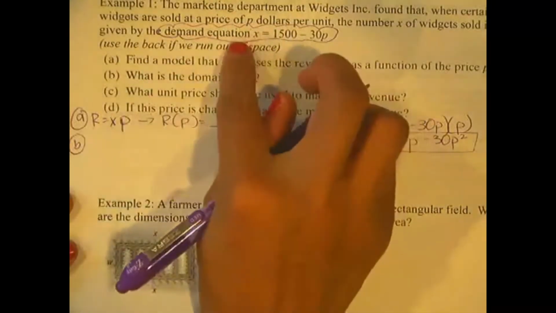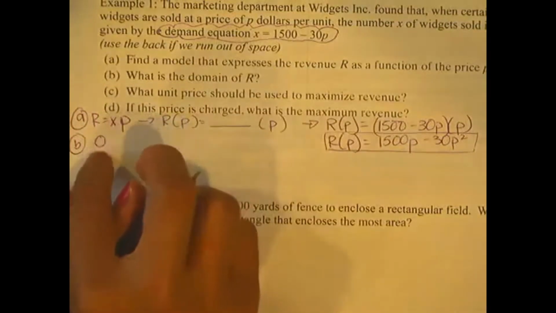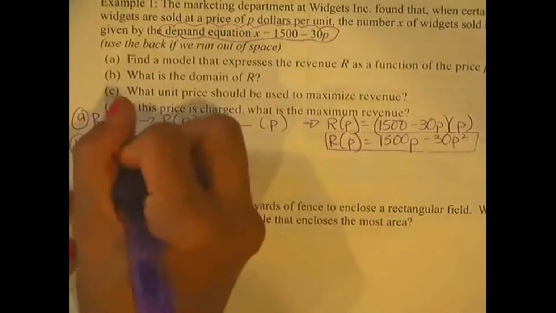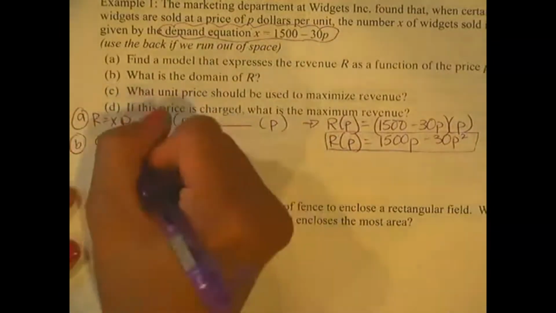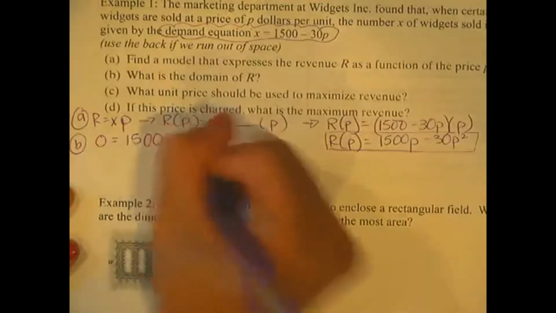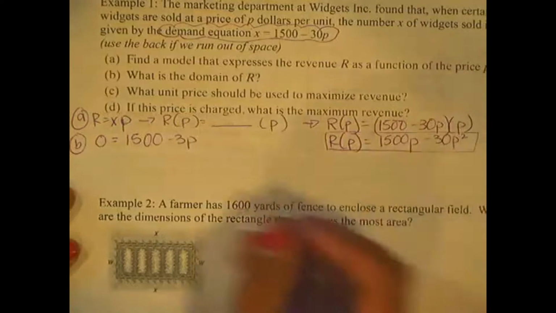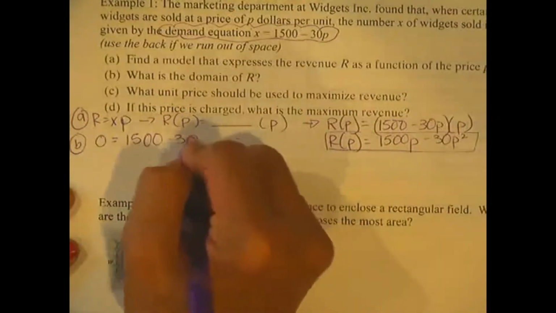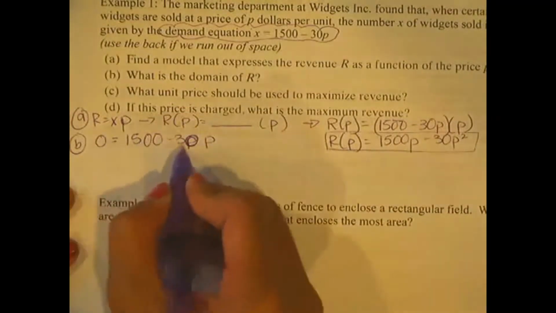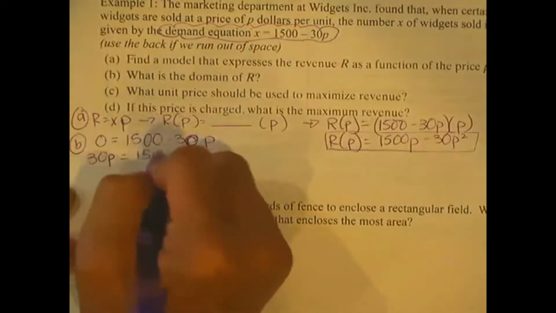So I'm going to take the demand equation. x is how many units sold. So I'm going to take x and let's just hope that the smallest number you're going to sell is 0. And I'm going to solve for p, because p is what the domain is, what's going to go on your x axis. So 0 equals 1500 minus 30p. I'm going to add 30p to both sides. So this is now 30p equals 1500.